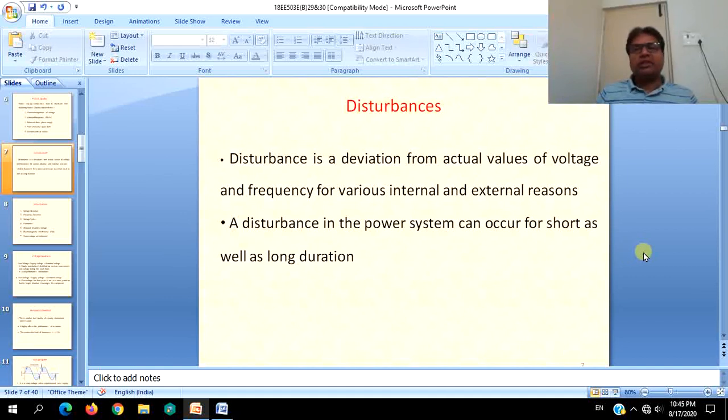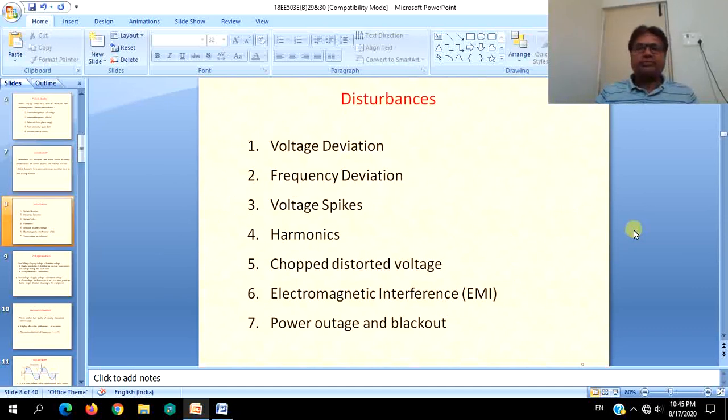In such cases, the total supply system will be shut down. So a disturbance is a deviation from the actual values of voltage and frequency, and it can occur for short and also long durations. And the disturbances we come across in regular maintenance of power supply systems are voltage deviation and frequency deviation.